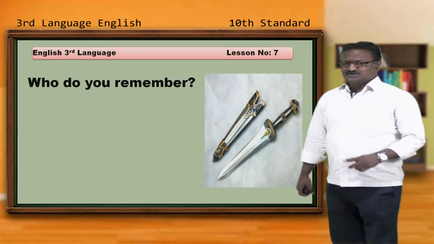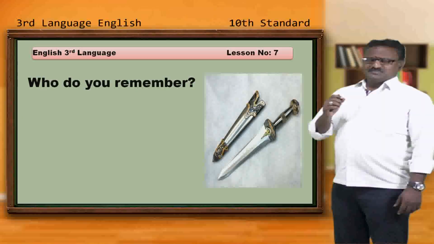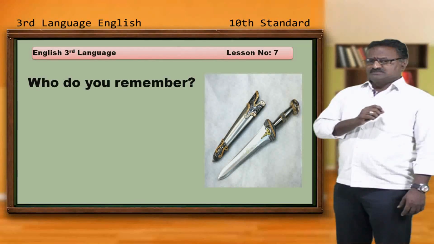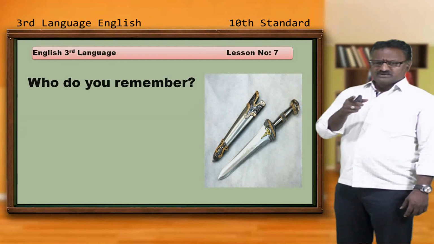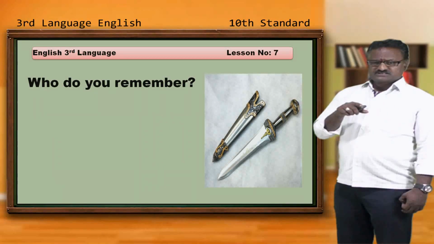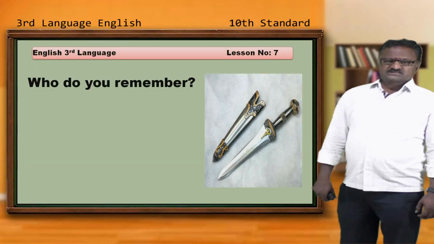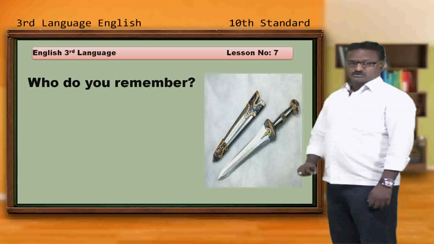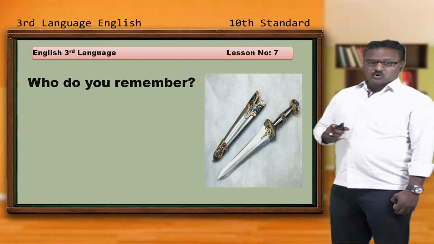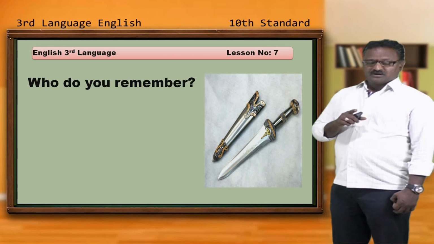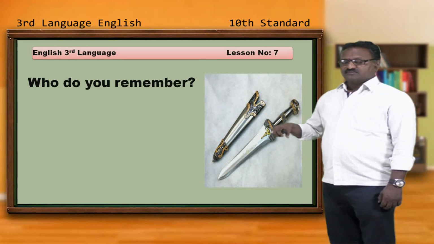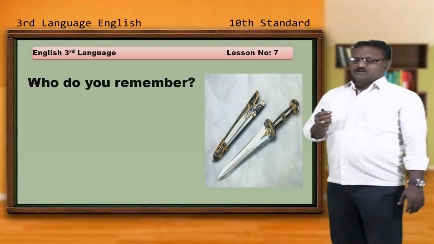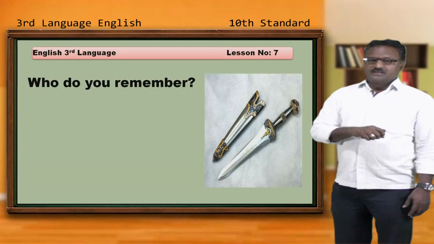Who do you remember looking at this weapon? So children, you carefully observe. There is a dagger, there is a knife, and also its cabinet is there. Dagger and its cabinet is there. When you look at this, can you remember one particular name? Is it possible to remember one particular name looking at this picture? No, definitely it's not, because this type of dagger was frequently used by many people. Therefore, you cannot particularly mention one name with this.